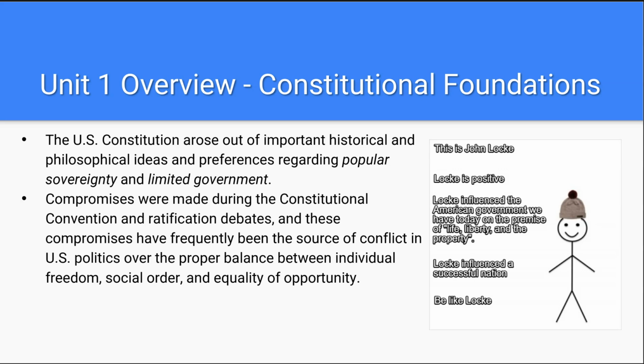All right, constitutional foundations. So the US Constitution arose out of important historical and philosophical ideas and preferences regarding two things: popular sovereignty and limited government. As we'll see here, compromises were made during the Constitutional Convention and certainly in the ratification debates in the various states. These compromises have frequently been the source of conflict going forward in US politics over how we balance between individual freedom, social order, and equality of opportunity.